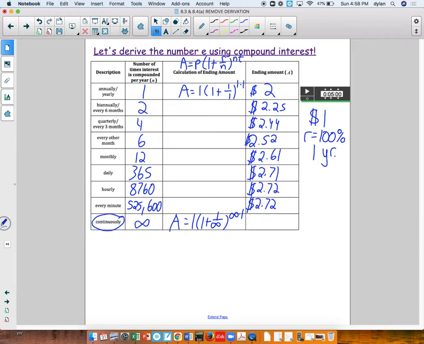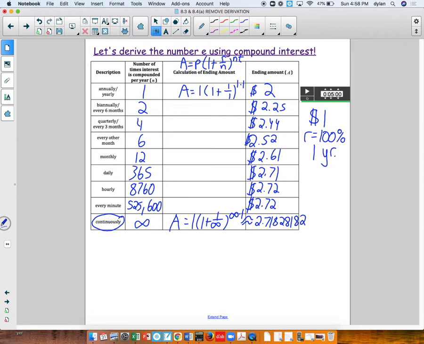And you can get the sense here that as we're moving along, every time our number of compounds increased, we got closer and closer to 2.72 or 2.718. In other words, we got closer and closer to that value I showed you for E. So we have 2.718281828. Basically, as we get closer and closer to continuously compounded interest, we're also getting closer to the letter E.